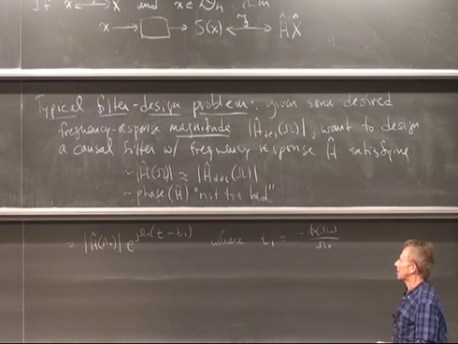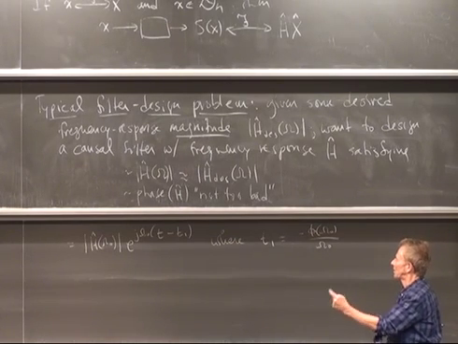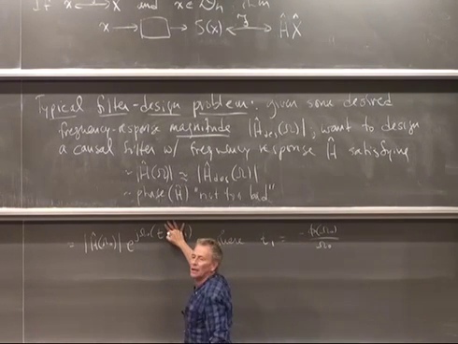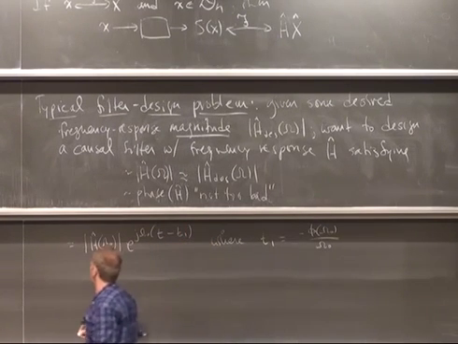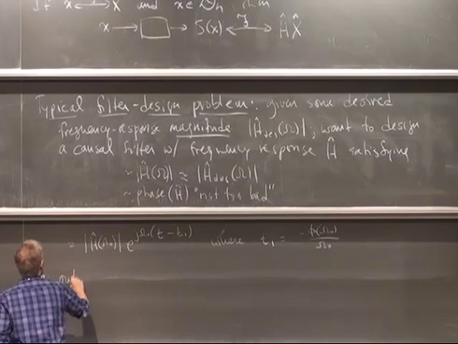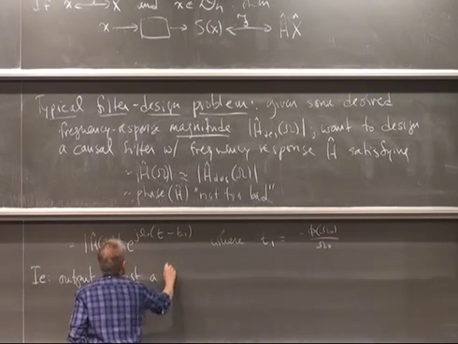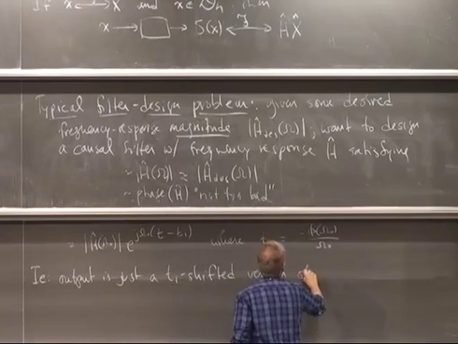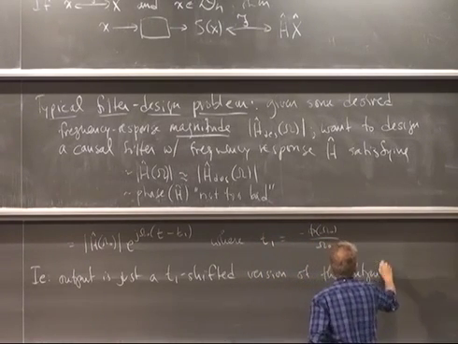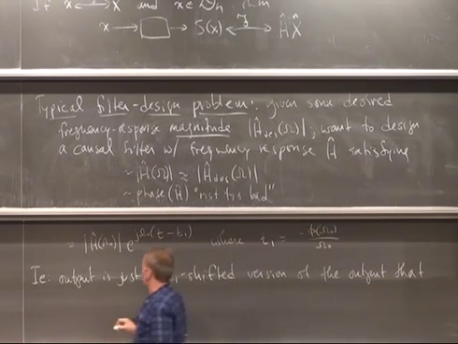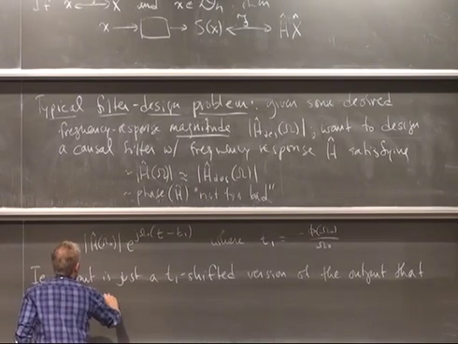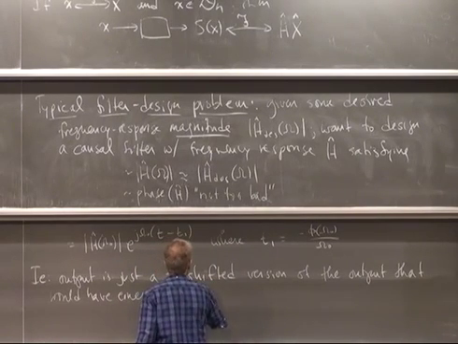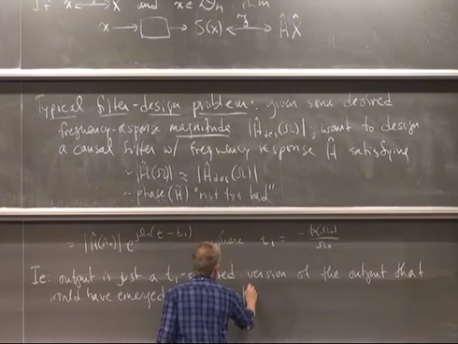What this means is that if you're forcing the system with a pure complex exponential like that, what comes out is the same as just a time-shifted version of the output that would have come out had you had no phase associated with the frequency response. That is to say, the output is just a t1 shifted version of what would have emerged if h hat of omega 0 had no phase, namely if h hat of omega 0 was just equal to its magnitude.